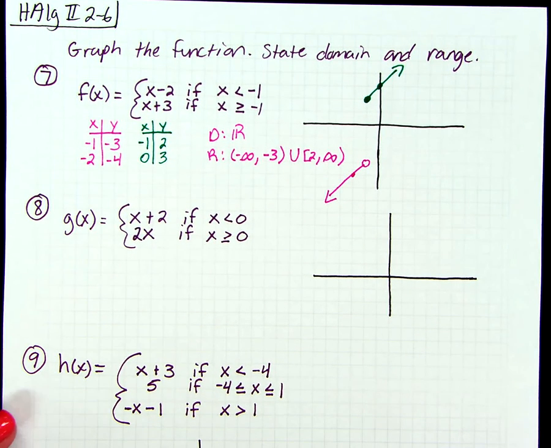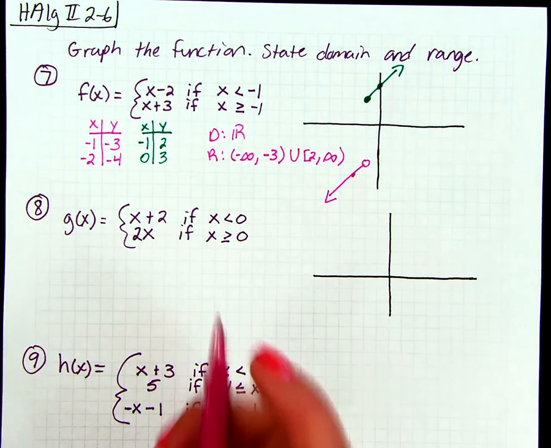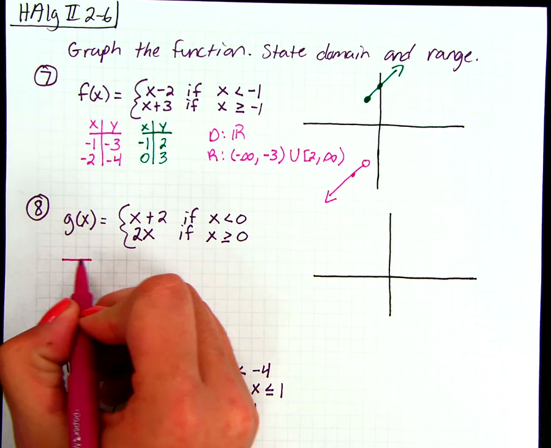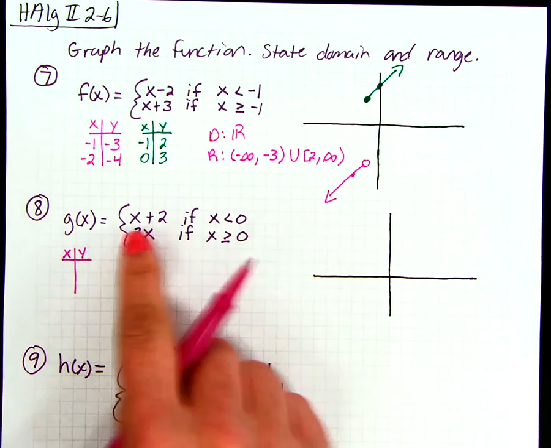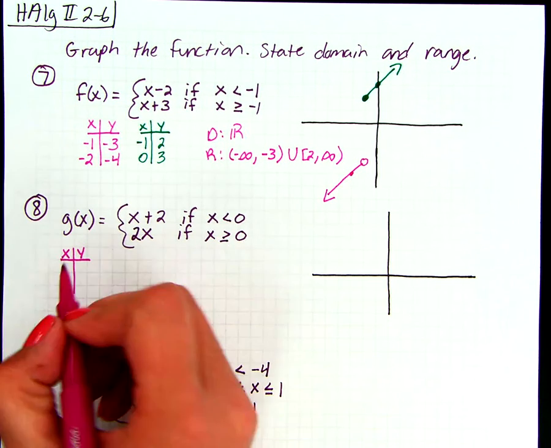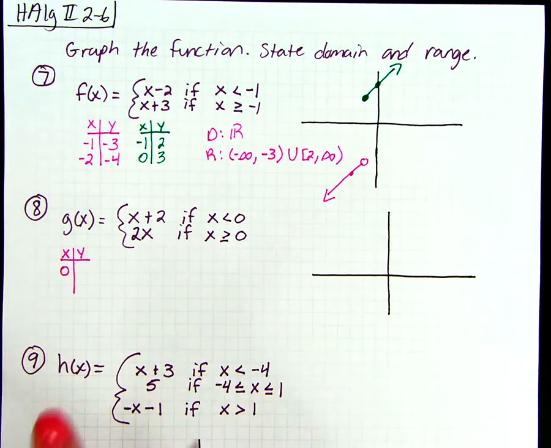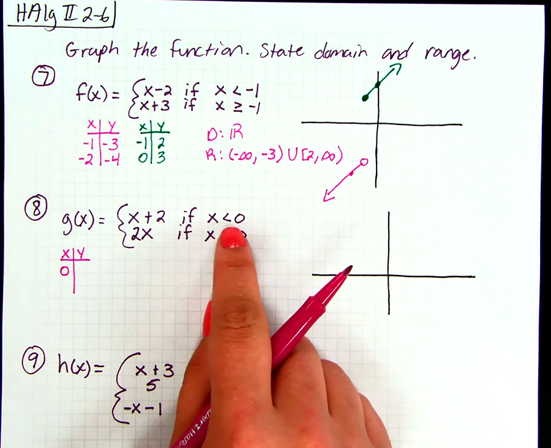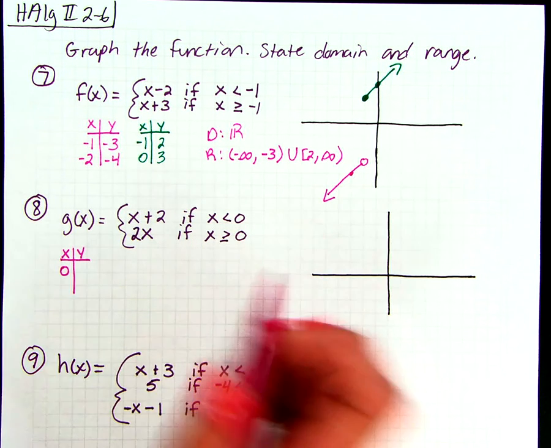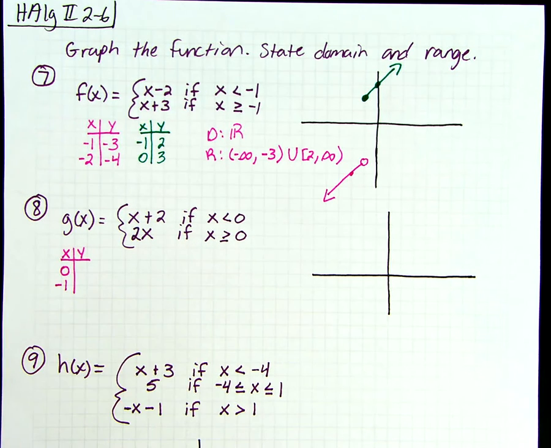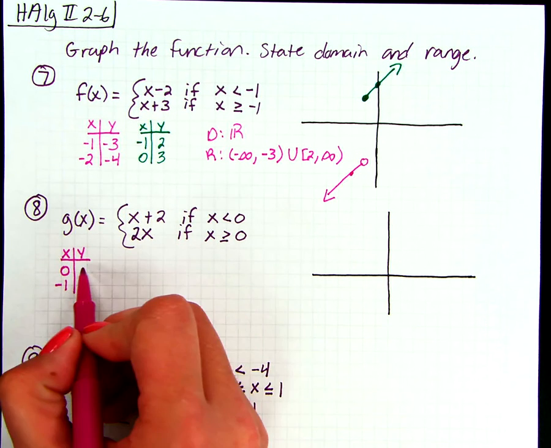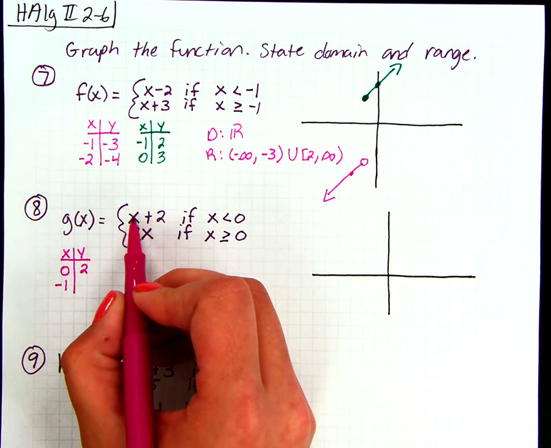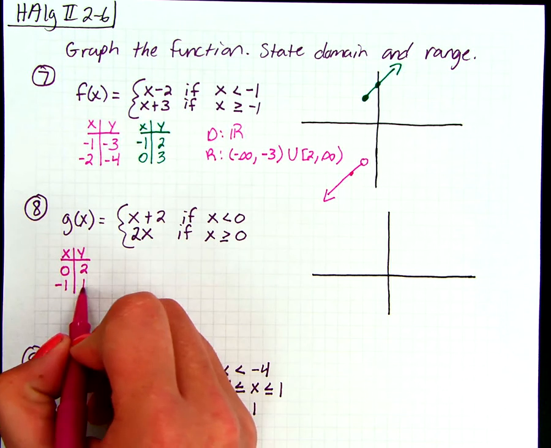All right, if we look at our next one, we're going to do the same process. So again, I'm going to make my t-chart to start with. We're picking our x value based off the one that they give us from the restriction, so 0. And then our second x value we pick so that it has to be less than 0. So I'm going to choose -1. And then now we're just substituting in. So 0 plus 2 is 2. -1 plus 2 is 1.